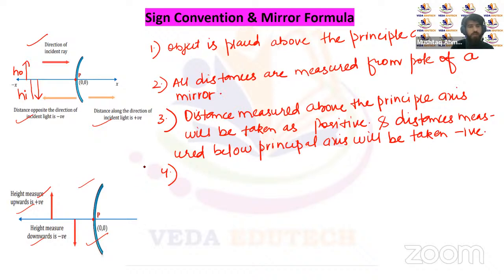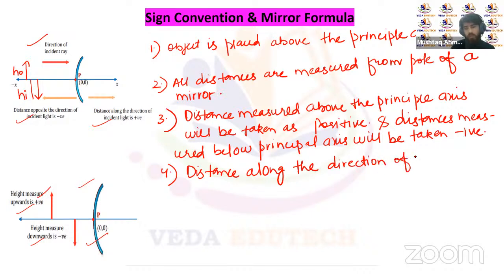And the fourth point is that distances measured along the direction of incident light are positive.